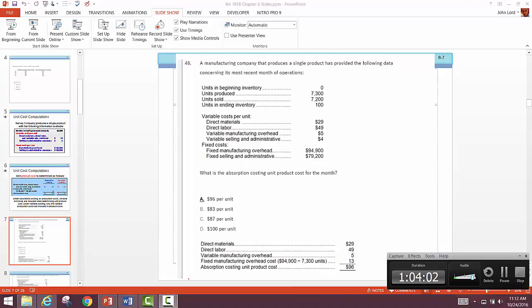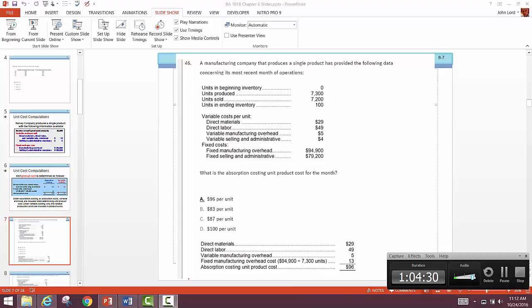Now if you notice under the two methods here, guys, variable costing gives me a lower cost of goods sold, doesn't it? It gives me a lower cost of goods sold because we're not including the fixed product costs. It gives me a lower number, and the reason it gives me a lower number is because I'm not including those fixed ones, right?